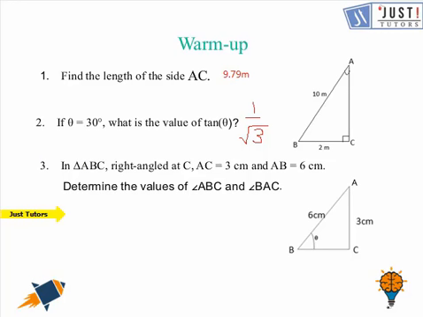Now let's go for question number 3 that says, in triangle ABC, right angled at C, if AC is equal to 3 centimeters, AB is equal to 6 centimeters, determine the value of angle ABC and angle BAC. We have already solved such problems in the previous chapter, which is trigonometry. We need to use that knowledge here, and we'll get that angle ABC is equal to 30 degrees and angle BAC is equal to 60 degrees. Now pat your back if you've got all the answers absolutely correct. Now let's move on to the topic.